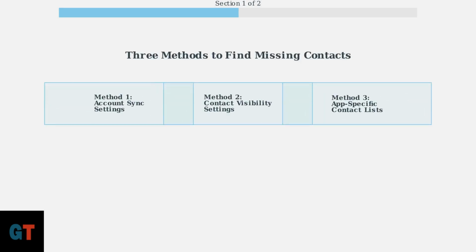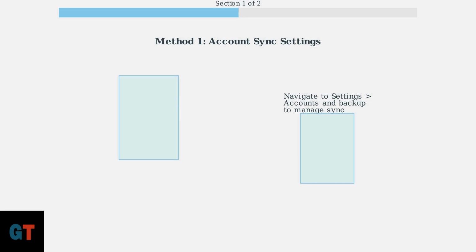There are three main methods to find your missing contacts. Let's explore each one with visual examples from actual Android interfaces. Method 1 involves checking your account sync settings. This is where Google, Samsung, and other accounts sync their contacts. Let's see how to access these settings.